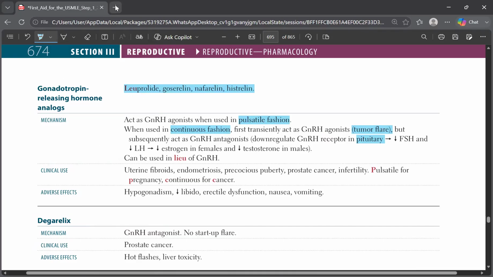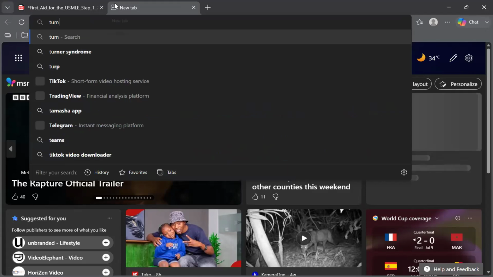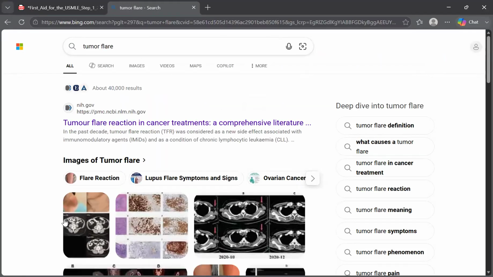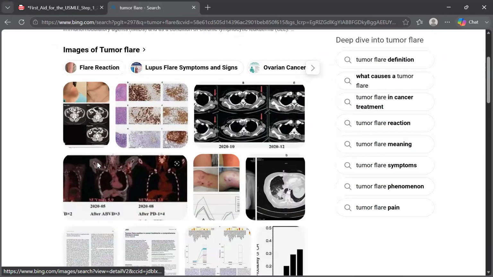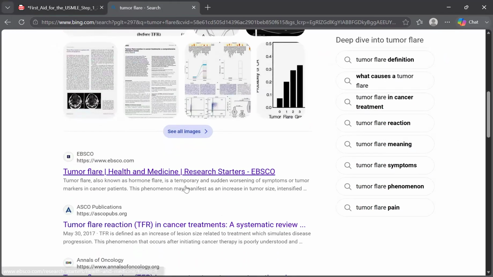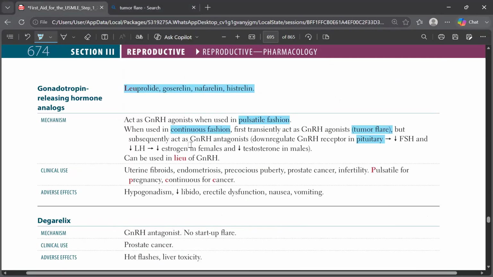So I'd like to see what a tumor flare is. Temporary and sudden worsening of symptoms or tumor markers in cancer patients. So what they're giving this for is to decrease gonadotropin-releasing hormone, these analogs. But when they are given in pulsatile fashion, they are used as an agonist.